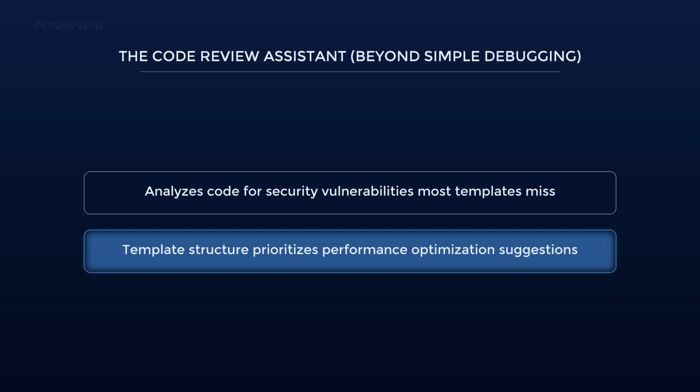Here's what's really happening. This template systematically dissects your code for resource leaks, memory inefficiencies, and blocking operations. It then provides architecture-level recommendations to refactor bottlenecks before they cripple your app's scalability under real user load. You get production-ready resilience, not just clean syntax.